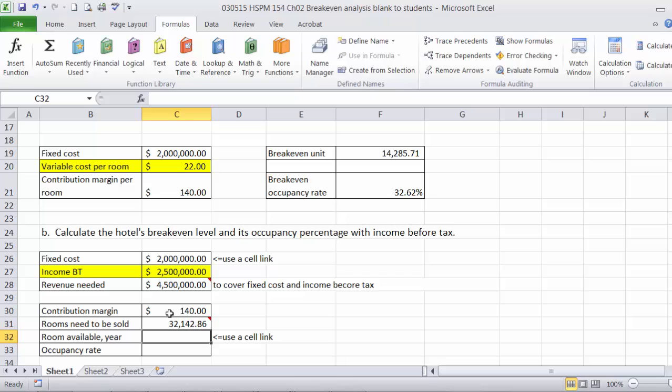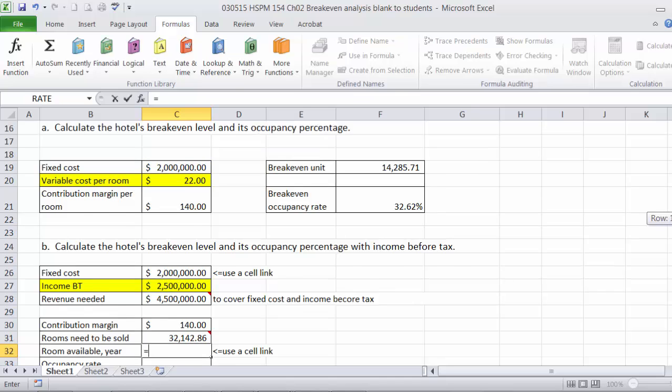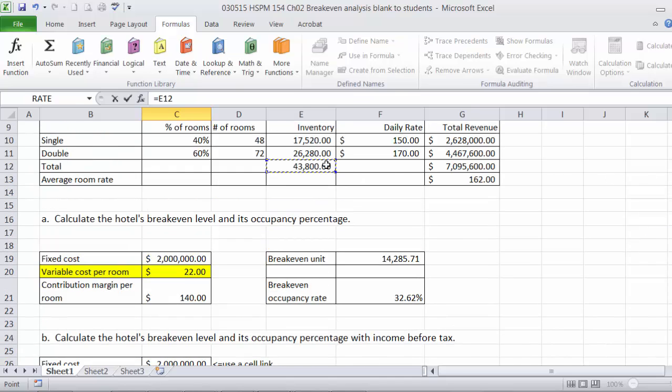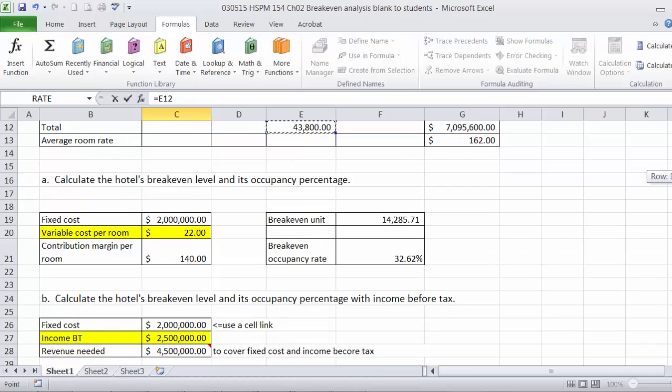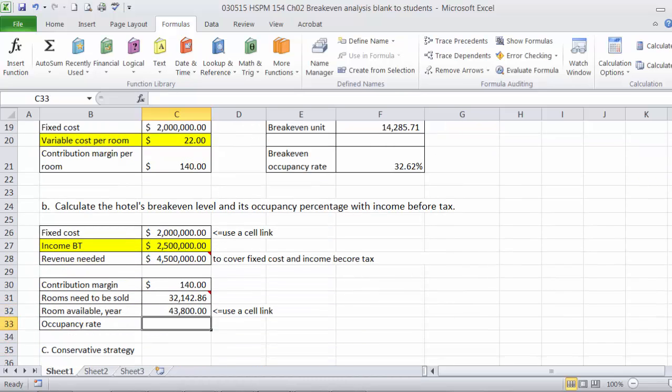C30. Okay? All right, so what's the room available per year? So we use link. All right. And what's the occupancy rate we need? How much did you get? What's the new target occupancy rate? 73.4%. Okay, let's see.